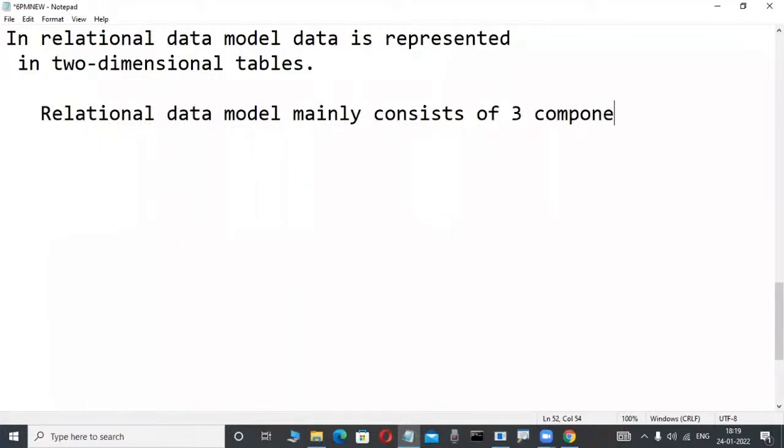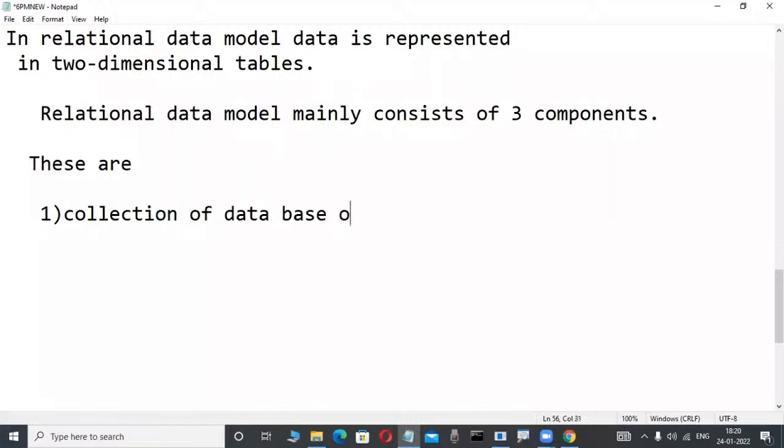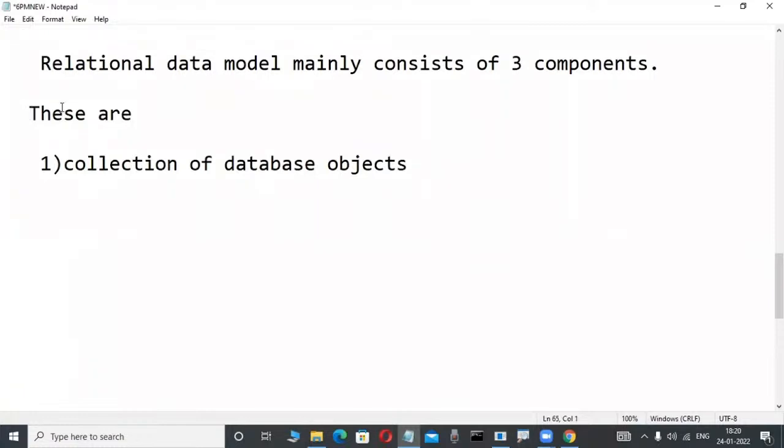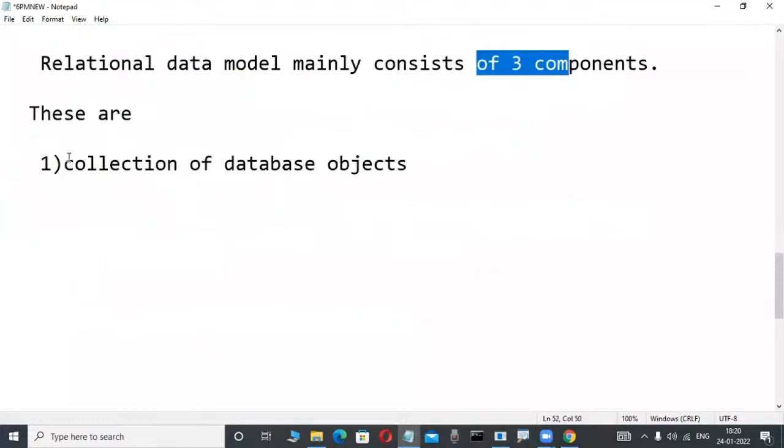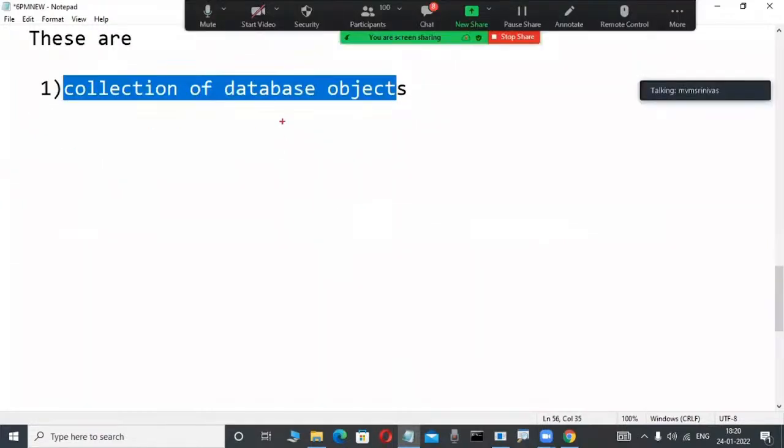You must be familiar with these names before we start our course. Now concentrate here. What is the first one? A simple collection of database objects. In software like Oracle, SQL Server, and DB2, a collection of database objects is available. This is what we learn daily. The relational data model mainly consists of three components. The first one is a collection of database objects, which is dead easy.